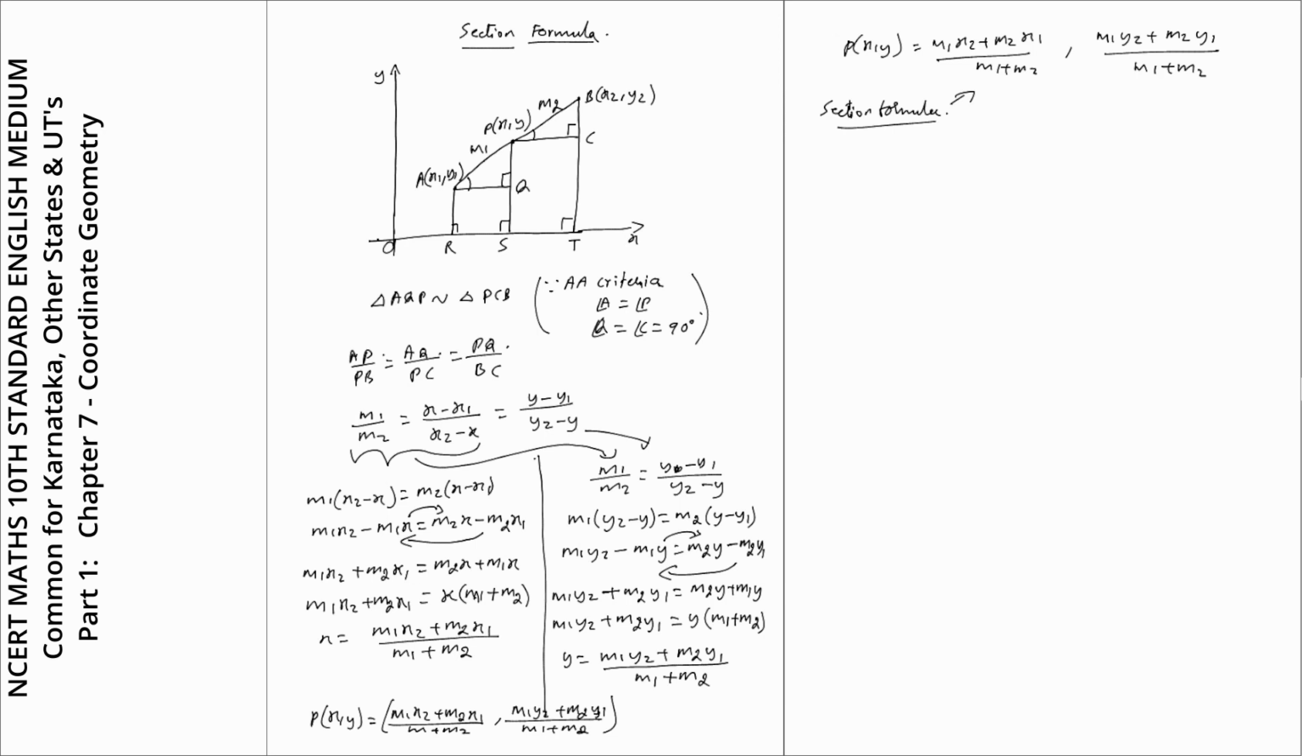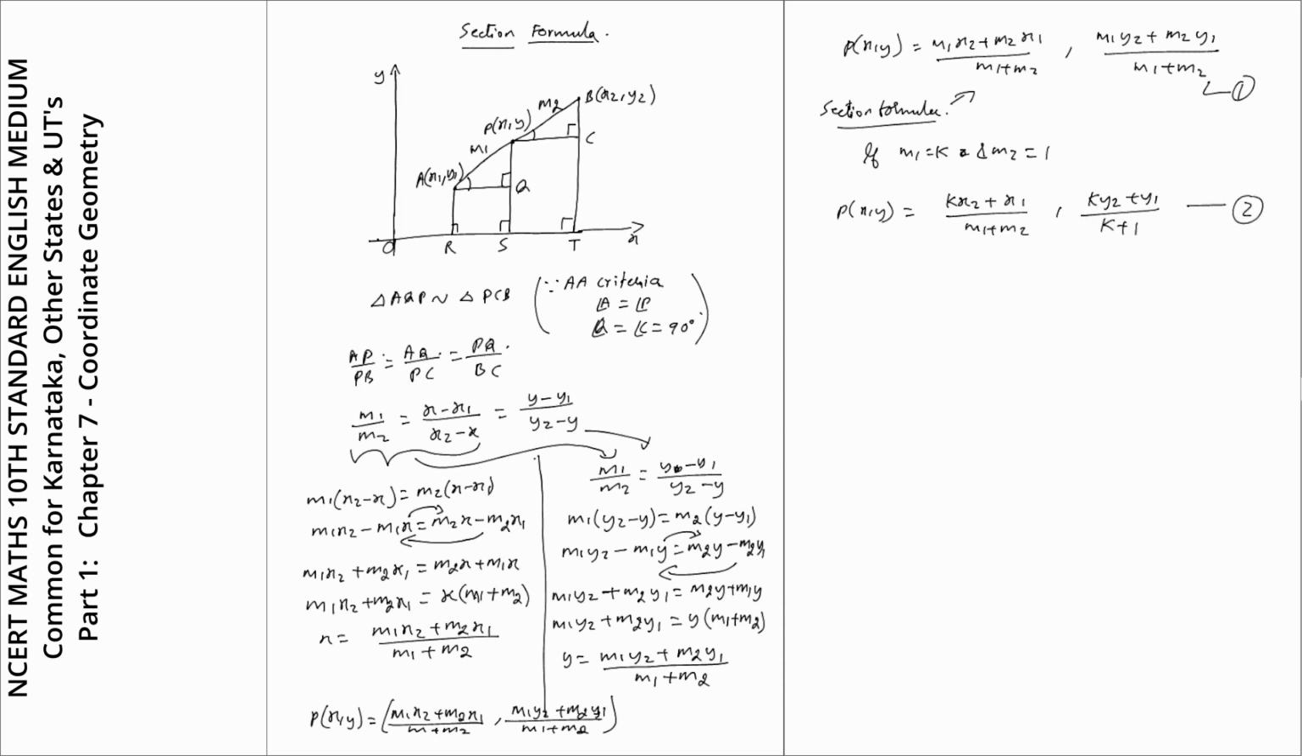the line AB. So in this section formula, if I take m1 is equal to k and m2 is equal to 1, then P of x comma y is equal to, I'll substitute m1 is equal to k and m2 is equal to 1. I'll get (k x2 plus x1) by (k plus 1) and (k y2 plus y1) by (k plus 1).